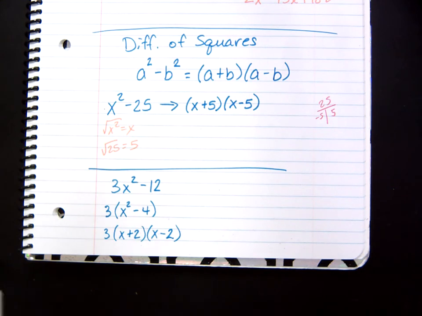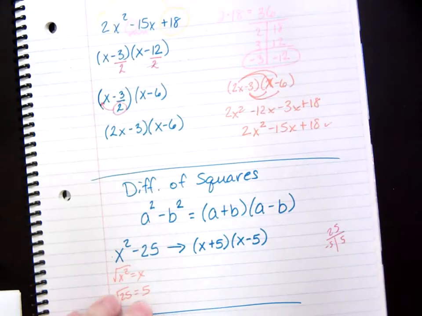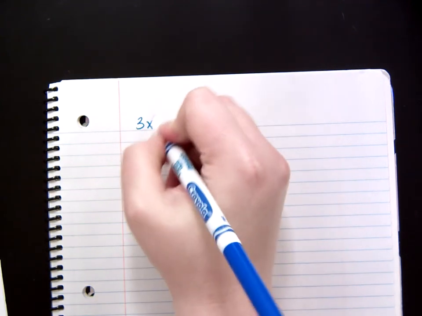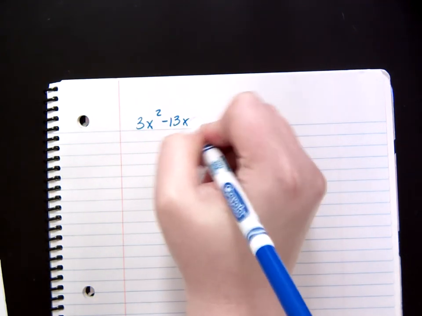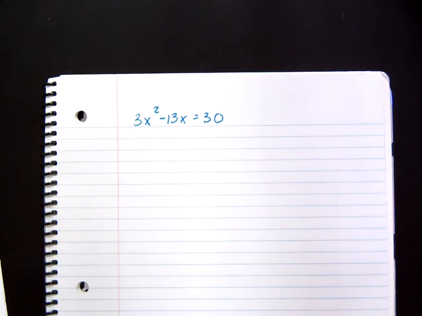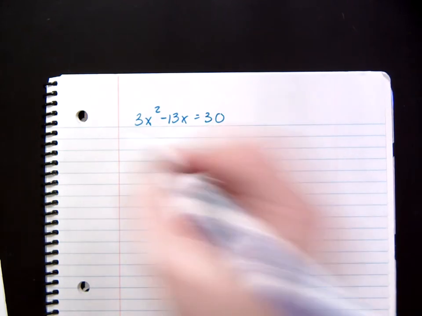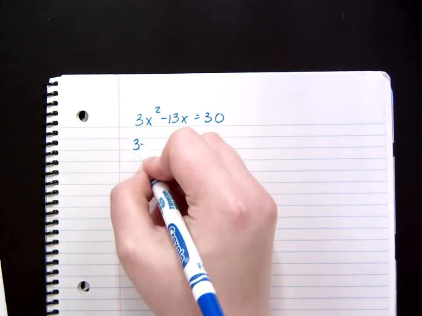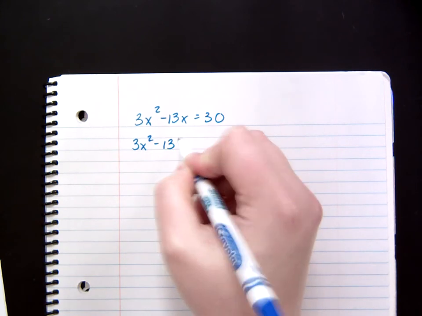Now I'm going to do one more just from scratch to show you the steps from beginning to end. Okay, so let's take 3x squared minus 13x equals 30. The first thing we want to do when solving by factoring is make sure everything is on the same side and is equal to 0. So I'm going to start by subtracting 30 from both sides.